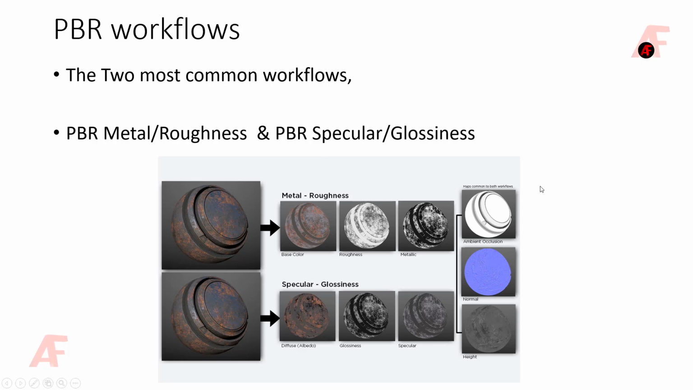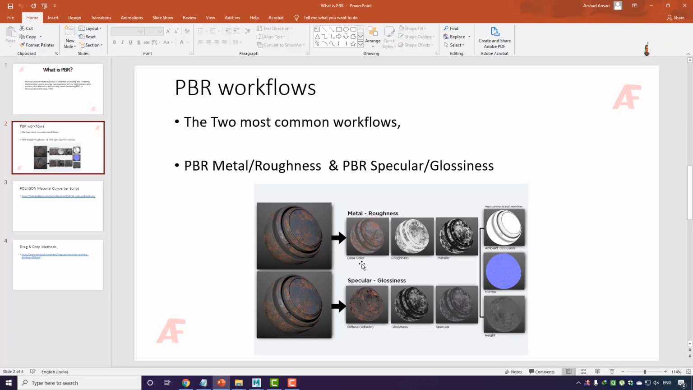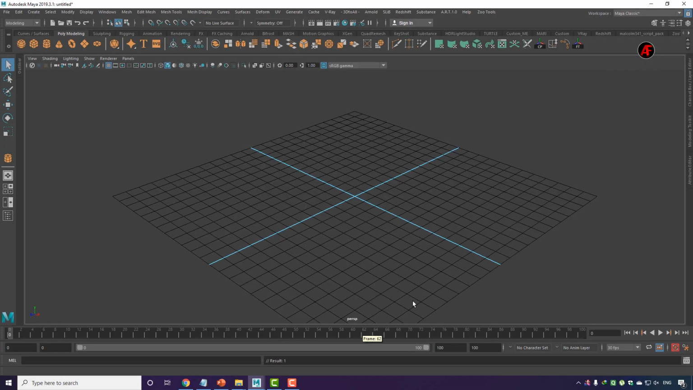Now what about these three other images? These three images also support both workflows, whether it's metal roughness or specular glossiness, right? Now let's talk about, if you have these images in your pocket, how we are going to use them in Maya, because this video is all about how to do PBR shading in Maya.